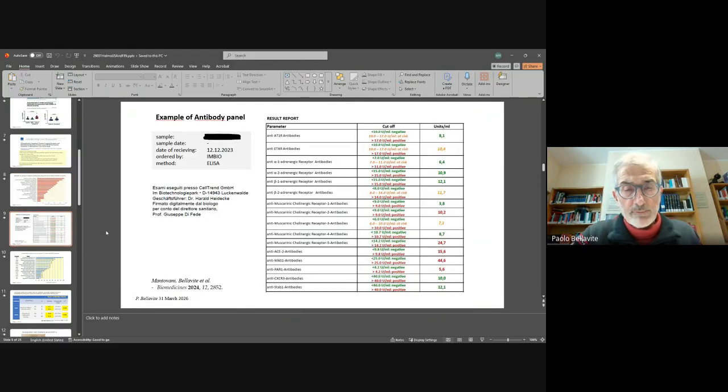A commercial panel of 16 antibodies was used, including a series of antibodies against GPCR receptors and 2 other receptors related to the renin-angiotensin system and potentially involved in COVID-19 and vaccine responses. The panel of 16 antibodies was tested from frozen serum using a commercial ELISA kit. The next one.